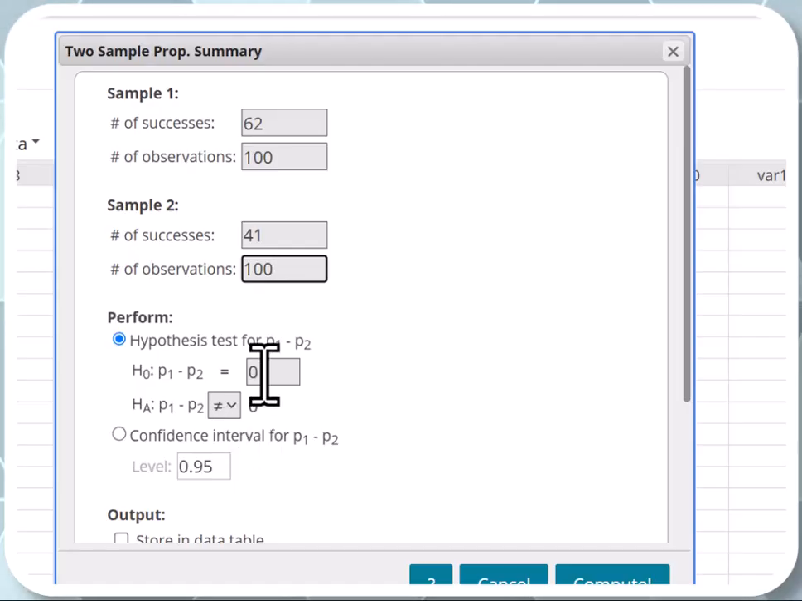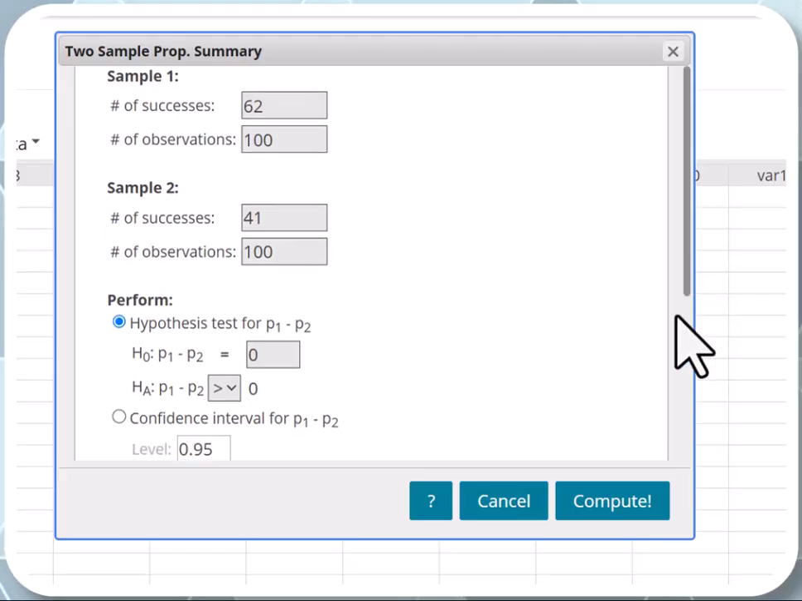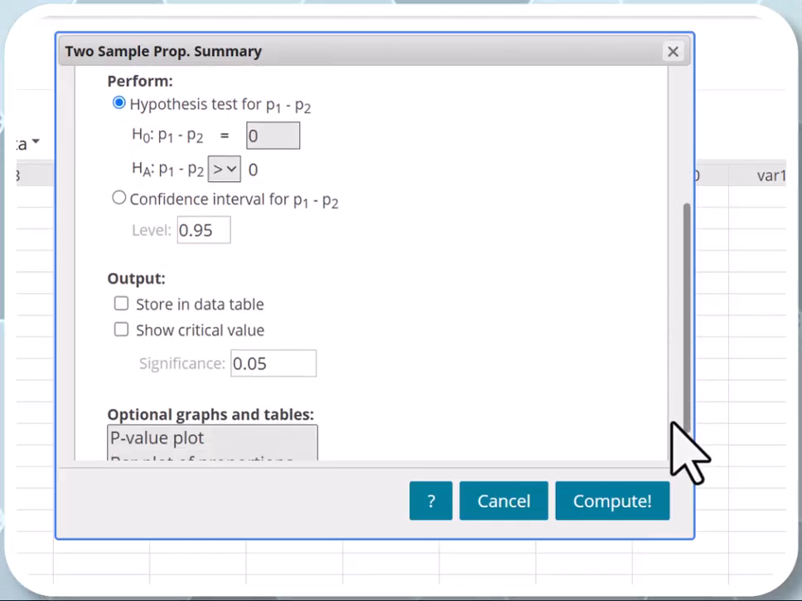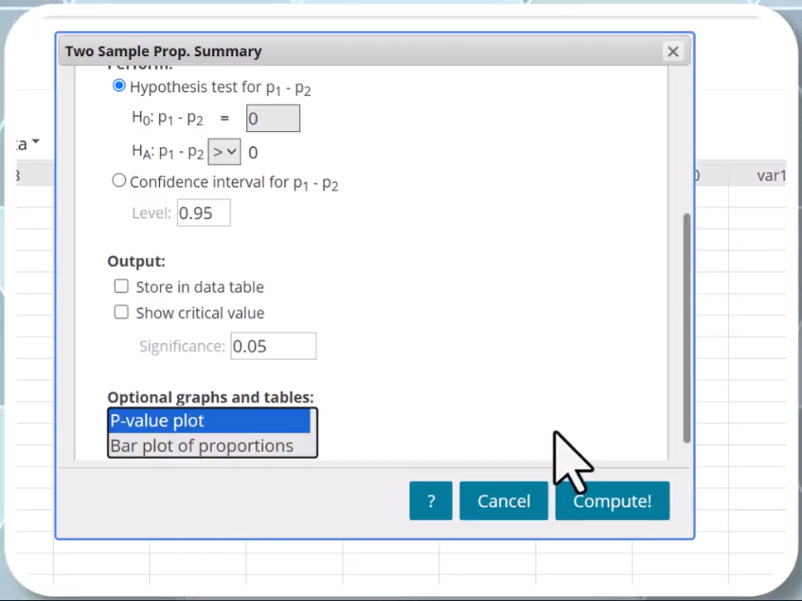All you have to do, guys, is don't touch the zero here. We need to test that p1 minus p2 is greater than zero. p1 minus p2 greater than zero is the same thing as p1 greater than p2. So just leave it as is. And if you want to see the p-value in action, you can select it right here, p-value plot, and then I'm going to hit compute and get the results.